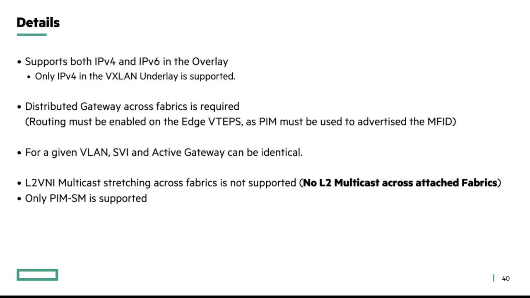It's also important to note that for a given VLAN, the SVI and the active gateway IP addresses can be the same. Also, as a reminder, only layer 3 multicast routing is supported, which means that layer 2 multicast across attached fabrics is not supported. And finally, only PIM-SM is supported.